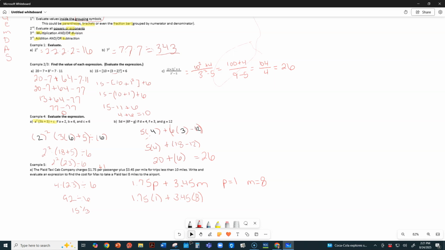So $3.45 times 8 plus, and I don't know why I did that backwards. I didn't have to. I could have said 1.75 times 1 first. But it came out to be $29.35. So that's how much Max had to pay for the taxi.